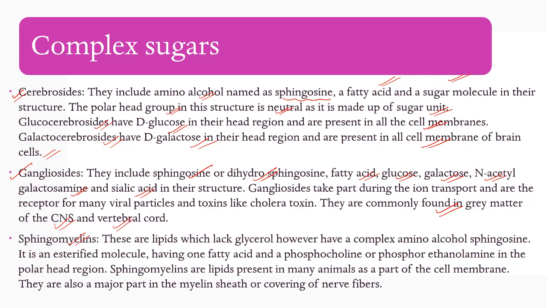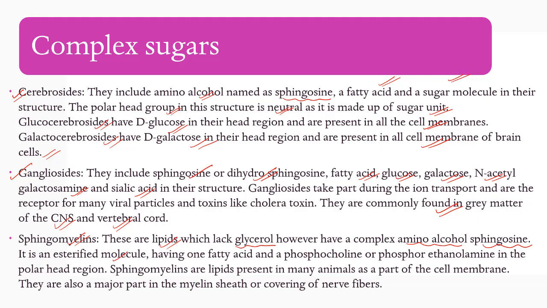Sphingomyelins are lipids which lack glycerol. They don't have glycerol, however they have the complex amino alcohol sphingosine. So they are all made of sphingosine. You can see that cerebroside, ganglioside, and sphingomyelins all have the amino alcohol sphingosine.